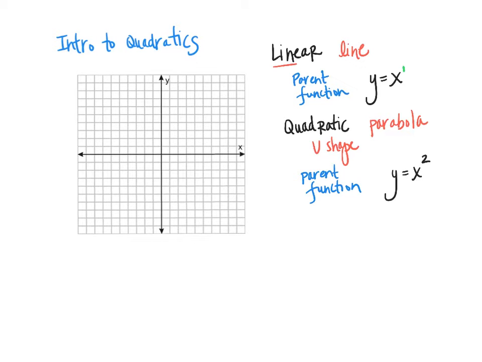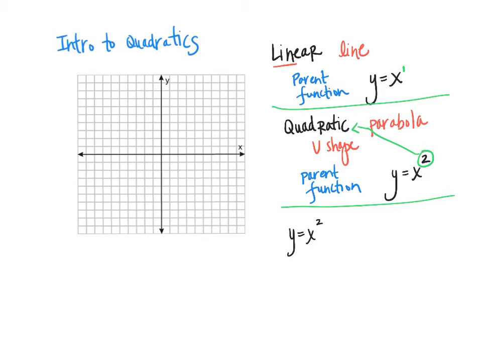Now, how do we know it's quadratic? One is because x is to the second power. So if that is your highest exponent, it is going to be a quadratic equation. So let's do some graphing real quickly. And we're going to graph y equals x squared.